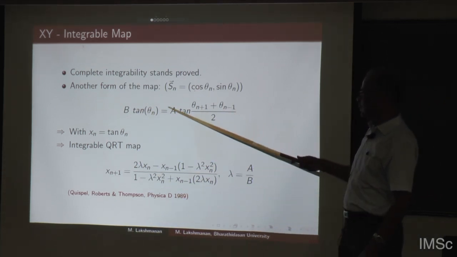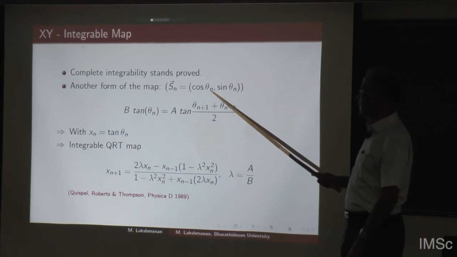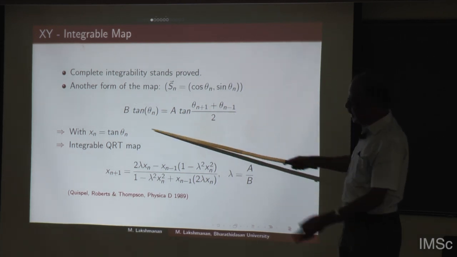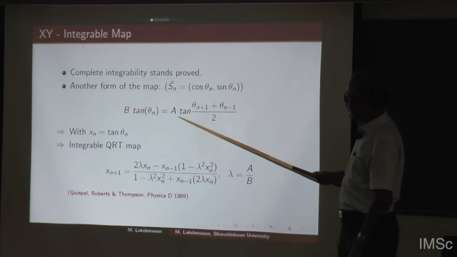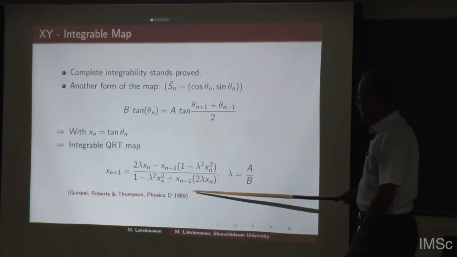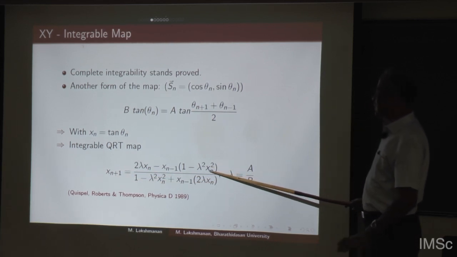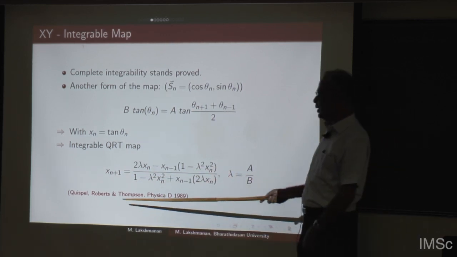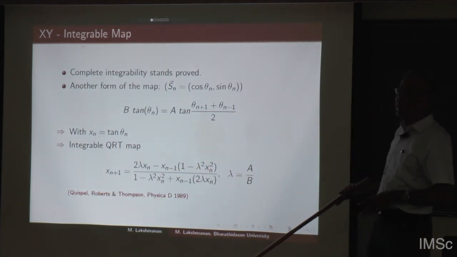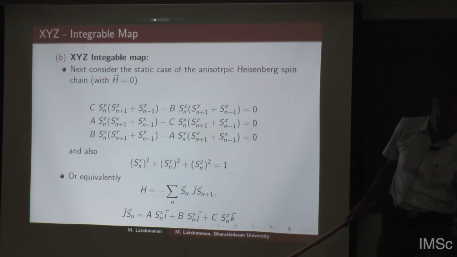In fact, one can show in simple terms that if you go to the polar representation, S_n equals (cos theta_n, sin theta_n), you can rewrite that spin equation in this particular form, and defining x_n equal to tan theta_n, you have a map of this form, a nonlinear integrable map. So this is a simple example of what is known as the QRT map and so on. You have an 18-parameter integrable map. A special case of this is this two-dimensional system.